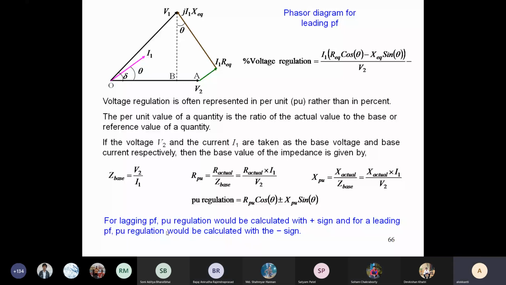So this is the concept of regulation. For a given load, you may have to compute the value of regulation. If you calculate in terms of percentage, you will have to use this formula, percent voltage regulation, or you can even give it in per unit form.